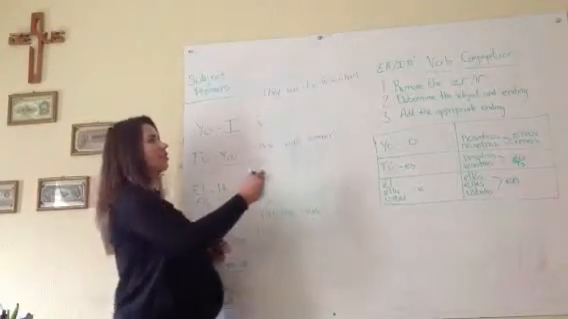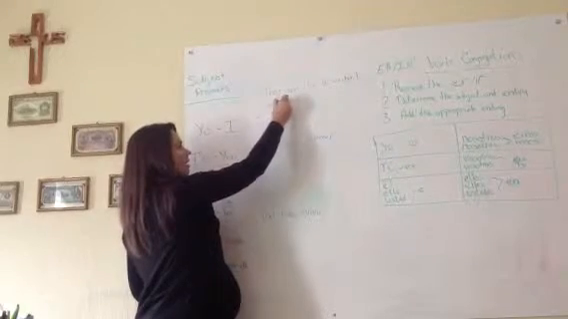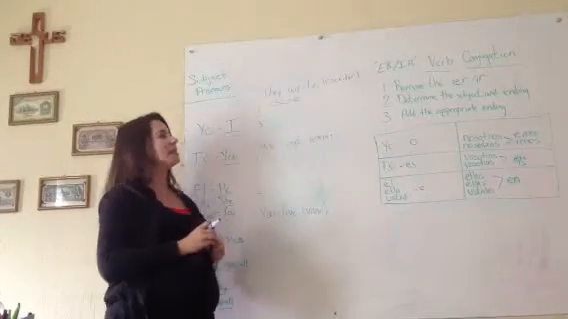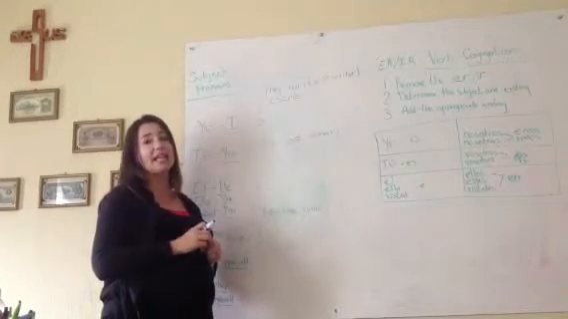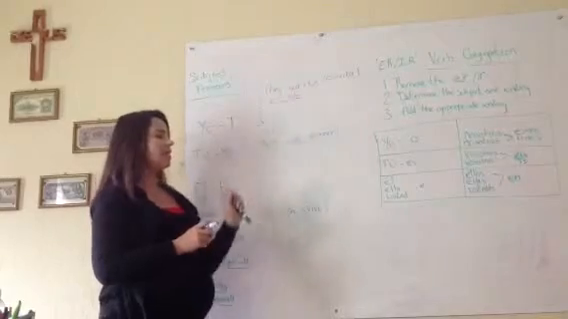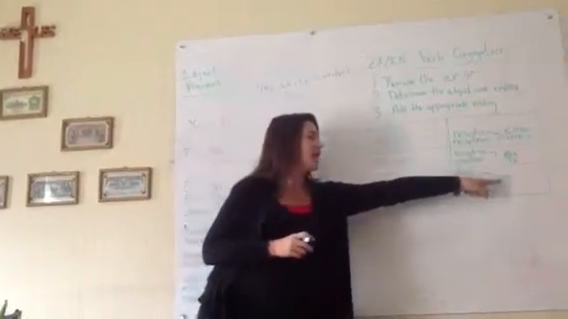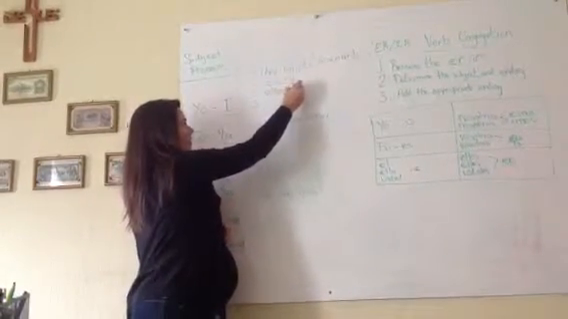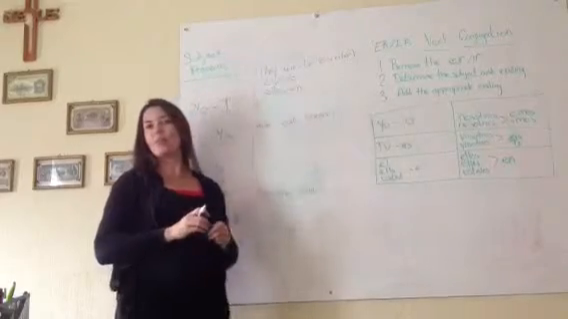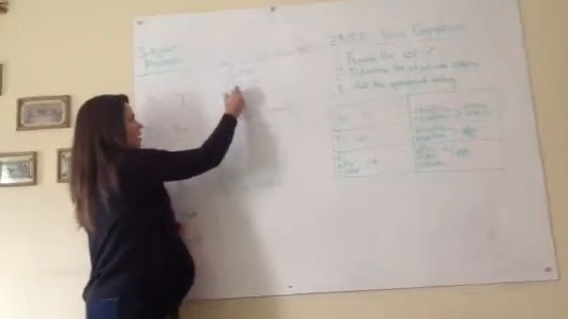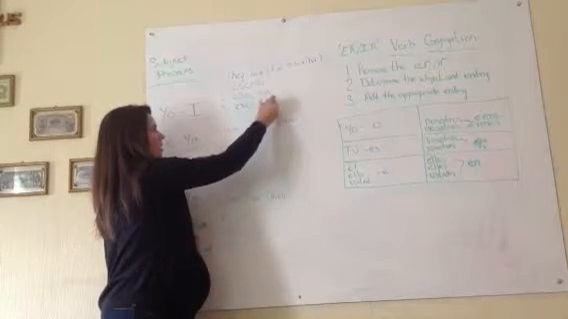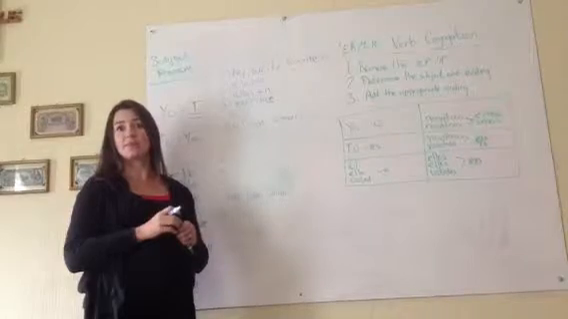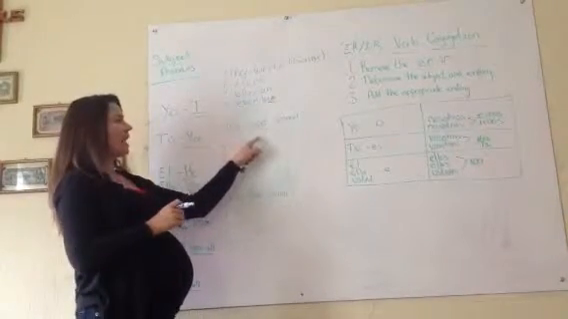So step 1 is to remove the IR, which will leave us with escrib. The second step is to determine the subject and the ending. If you want to say they write, ellos means they, and so the ending is en. And the third step is to add the appropriate ending onto the root. Escriben means they write.